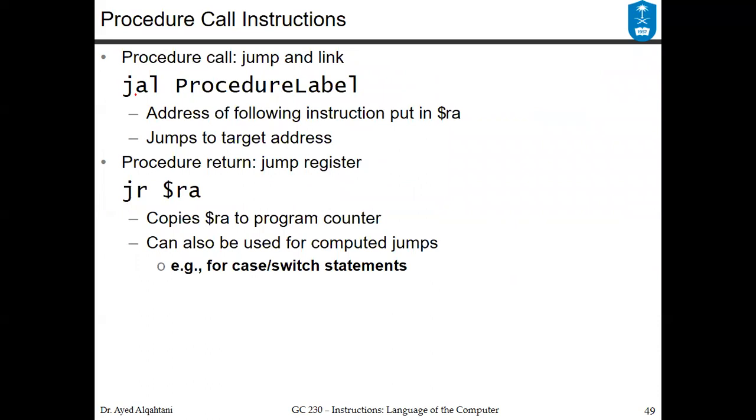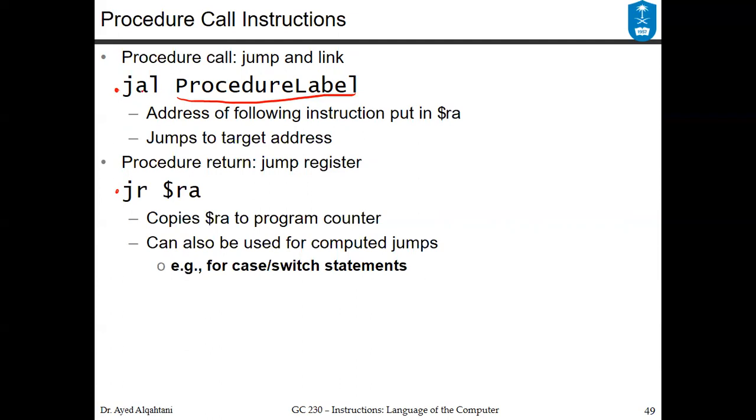So we have 2 instructions now for procedures or methods. We have jump and link, or the instruction jal, and after this you define the label that you want to jump to, meaning you define the handler of your procedure.